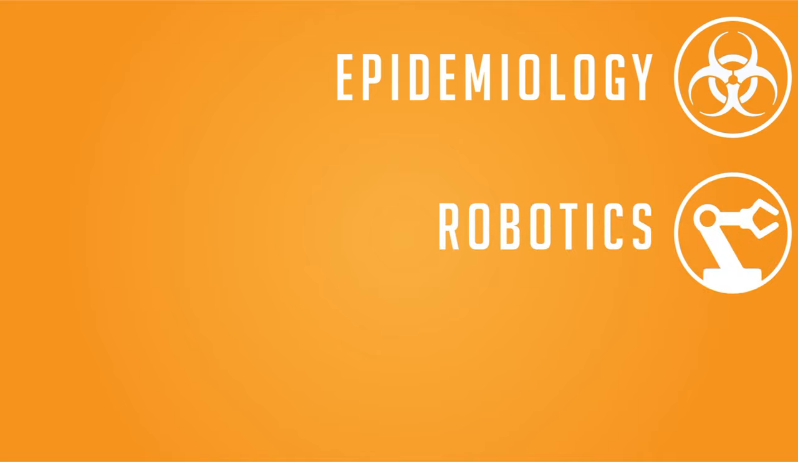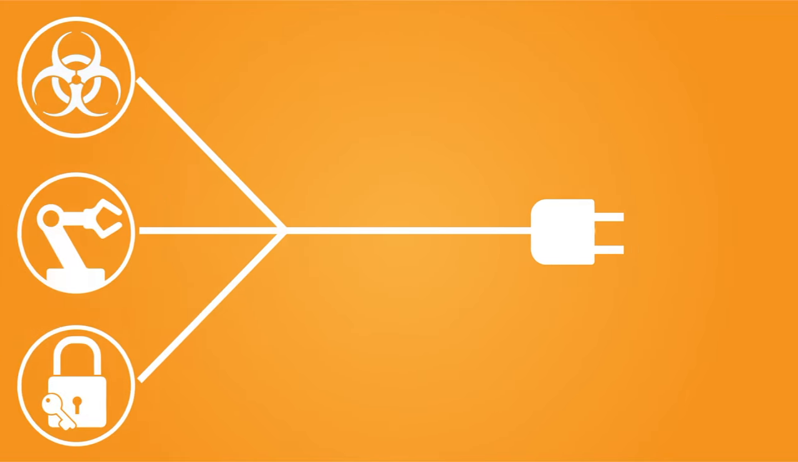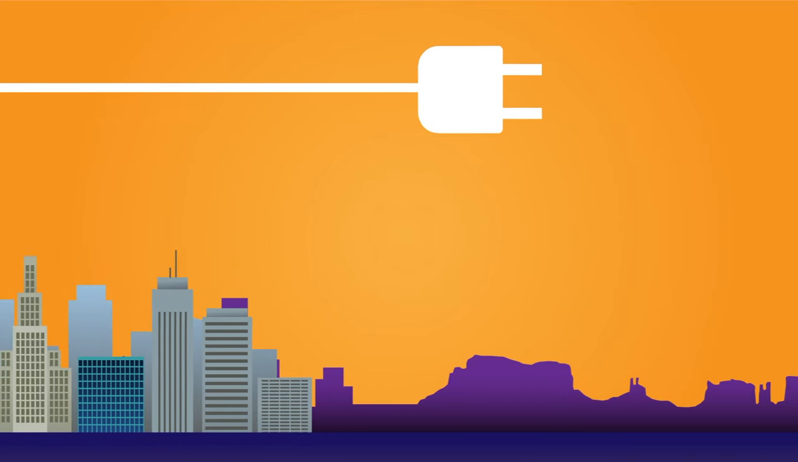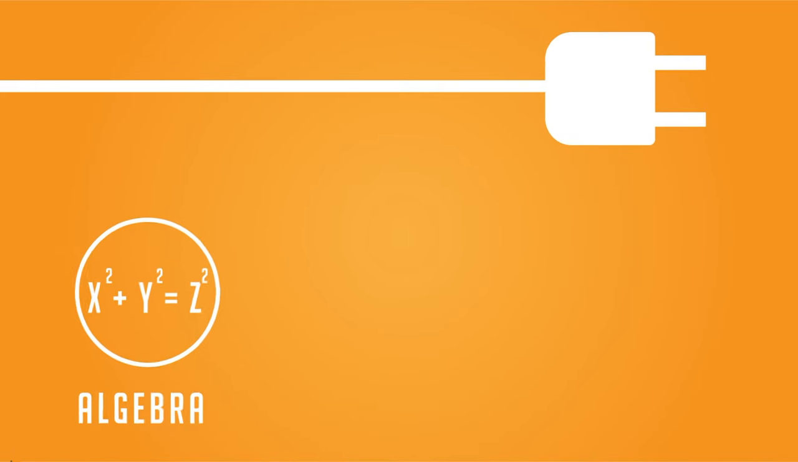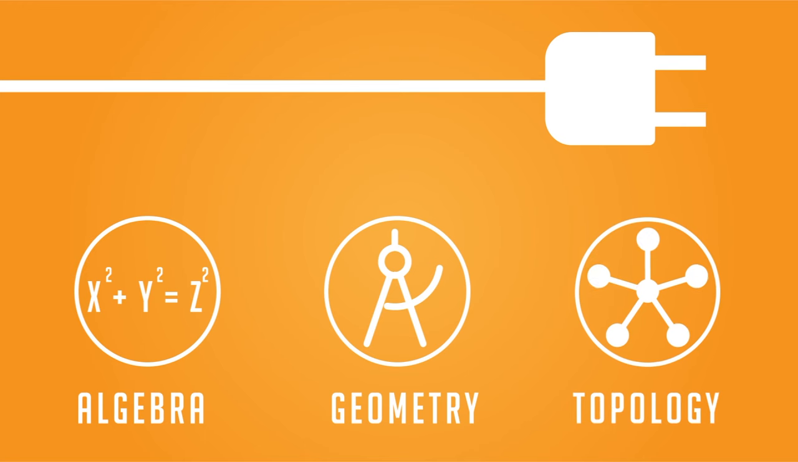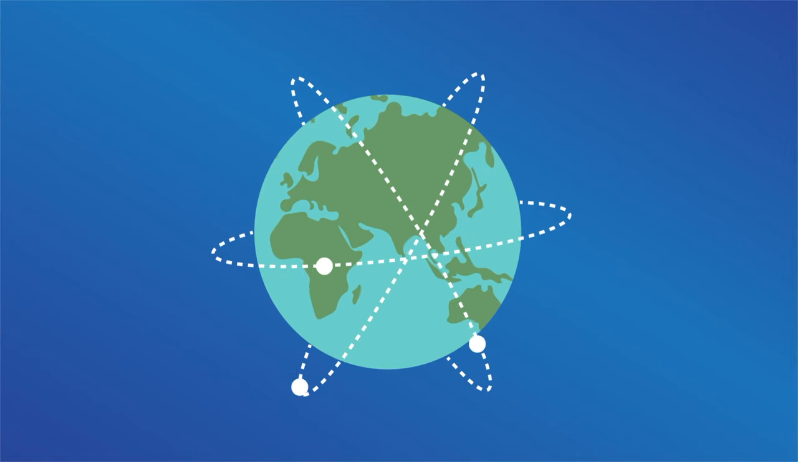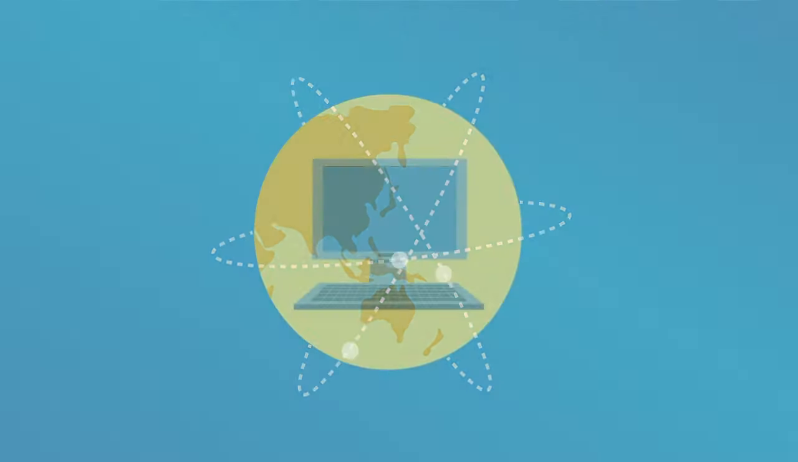Epidemiology, robotics, cryptography. There's a new thread running through these fields and many more. The algorithms and software powering research and new discoveries have, at their core, methods derived from algebra, geometry, and topology. As computers get more powerful, we're getting better at understanding the complex, nonlinear relationships that govern both natural phenomena and social systems. These are not just abstract notions anymore.